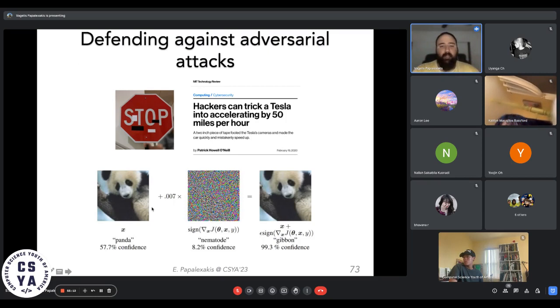And this is not an academic exercise. Somebody actually put stickers on a 25-mile-per-hour sign, and Tesla's autopilot thought it was 50 miles per hour. So this can happen in real life. How do we evade those kinds of attacks?